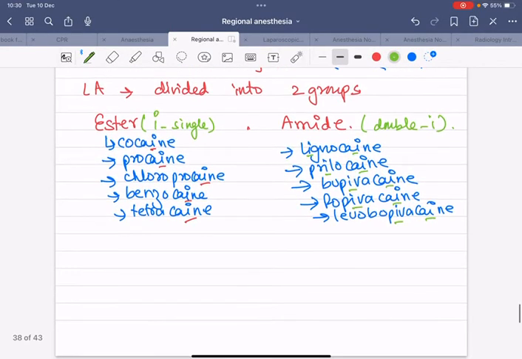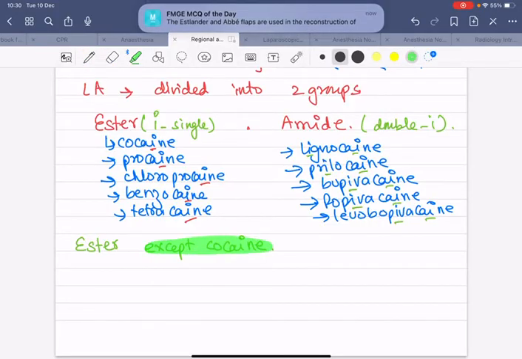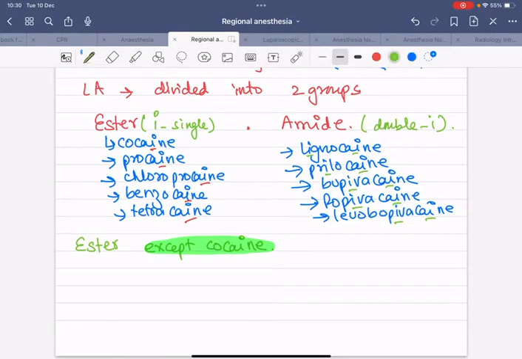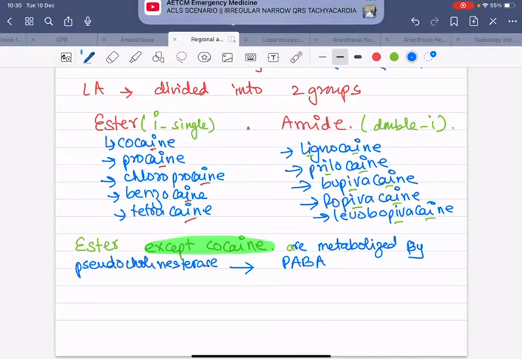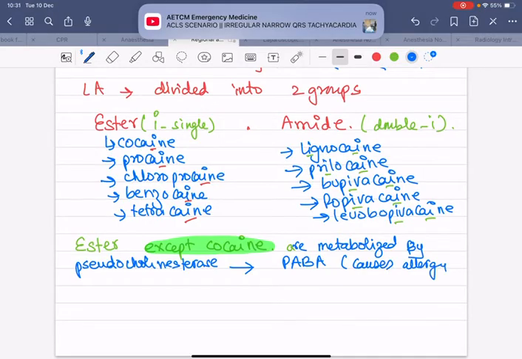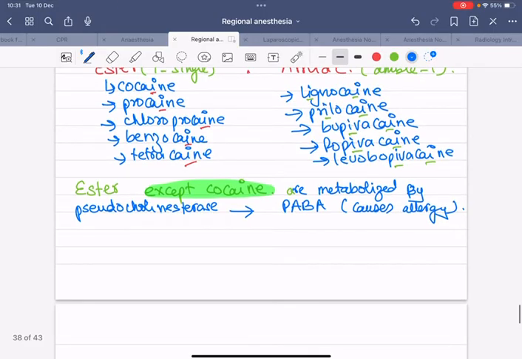Now see here. First of all, ester group except cocaine. This is your MCQ. Ester group except cocaine are metabolized by the pseudocholinesterase enzyme. When they are metabolized by pseudocholinesterase, there will be formation of PABA, and this PABA can cause allergy to the patient.